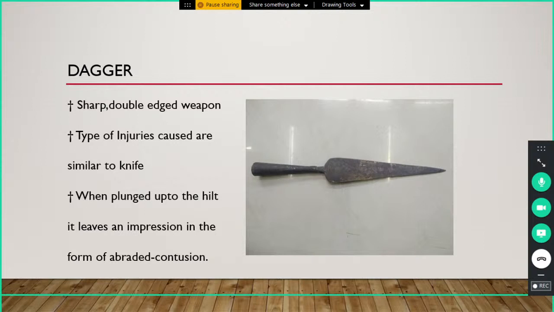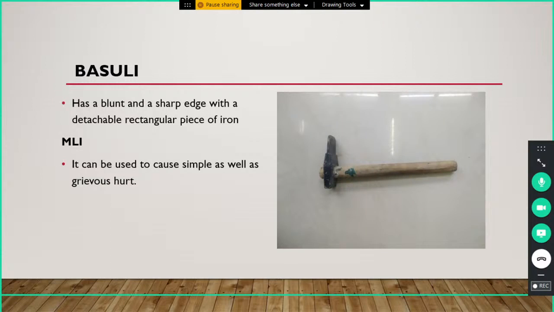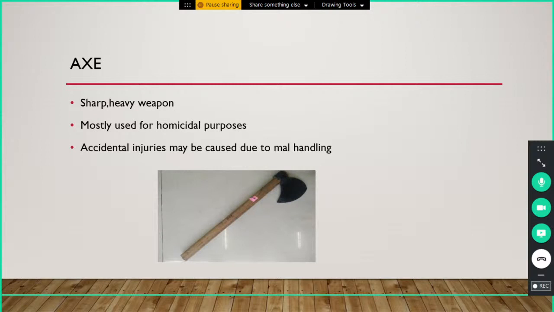This is dagger. It has a double edge. It is sharp and has a double edge. Injuries are same like the previous one. This is similar to a hammer, locally called basuli. One edge is sharp and the other edge is blunt, and it comes with a detachable handle. The medico-legal importance is it can cause simple and grievous hurt. This is an axe, a sharp, heavy weapon.